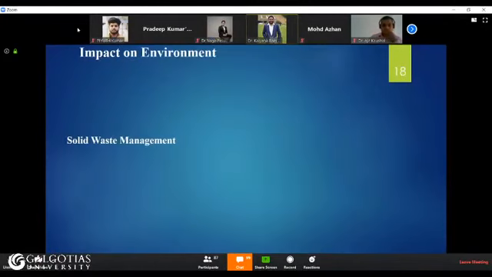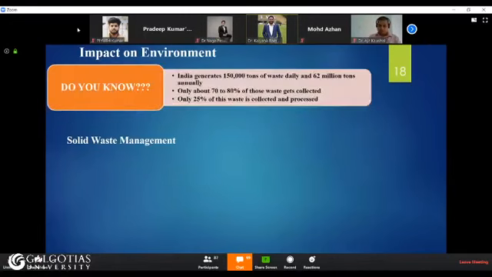Moving on to solid waste management, here is an interesting fact. India generates on average 150,000 tons of waste daily and 62 million tons annually, as per World Bank and Asian Development Bank records. Of that waste, only 70 to 80% gets collected. After collecting, how much is being processed? 25%. And the remaining 75% of the waste is not being processed at all.